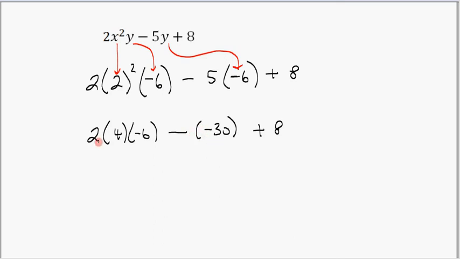Okay, so let's continue though. 2 times 4 is 8. And 8 times a negative 6 is a negative 48. And here I'm going to change that. Minus a negative 30 is the same as plus 30. And then I got the plus 8 on the end.